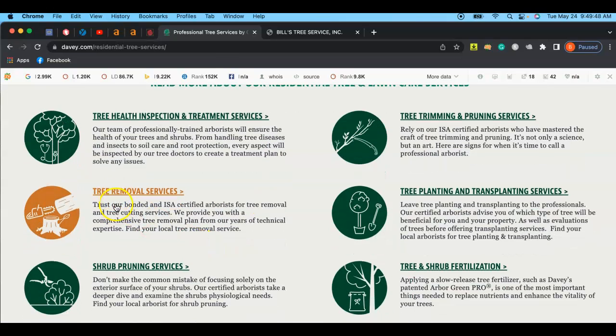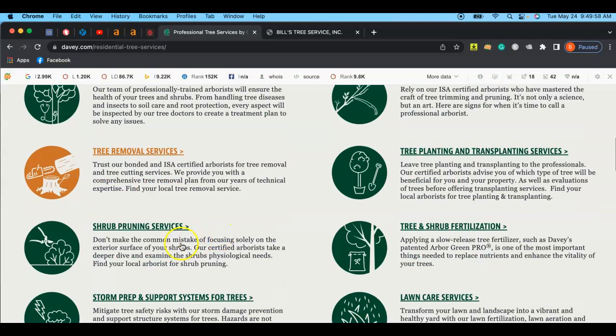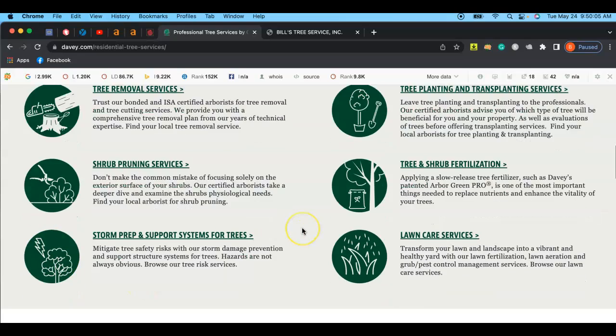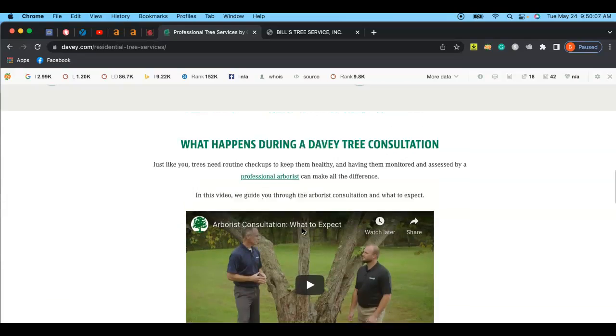Kind of like this right here, where it says tree removal services, TruStar bonded and ISA certified arborist for tree removal and tree cutting services, and it provides a description of that, shrub pruning services, storm prep, and support systems for trees. So Google highly evaluates that.